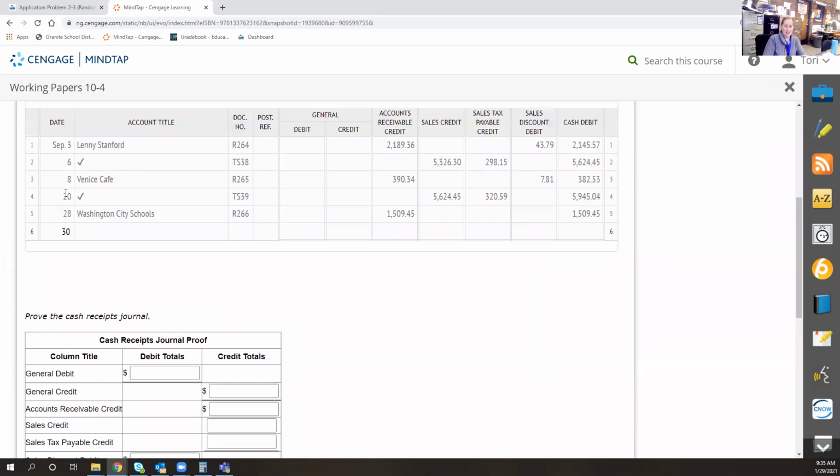So we'll put the last day of the month, and we're going to put in totals, just like we do on every other. We're going to put in the totals of each column. So we do it for our sales tax payable column. We'll do it for our discount column. Make sure to put your decimals in. And we're going to do it for our cash debit column.